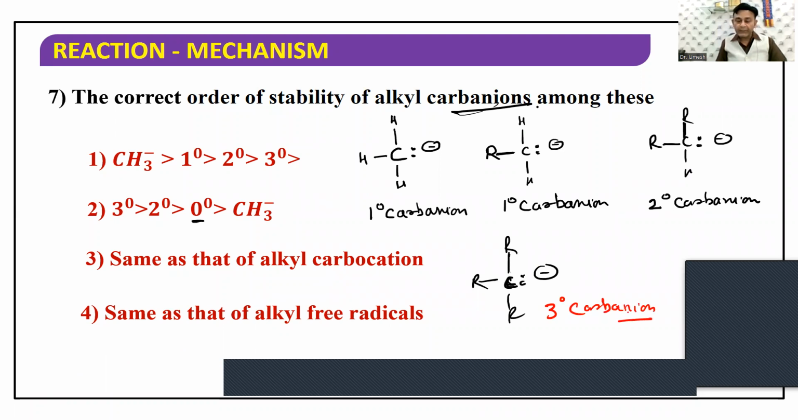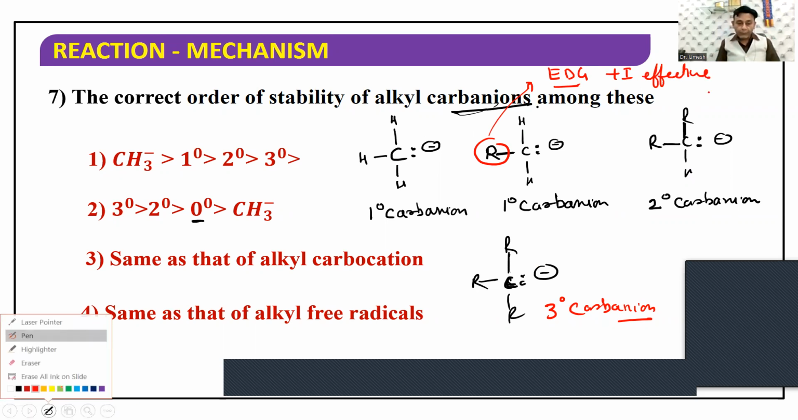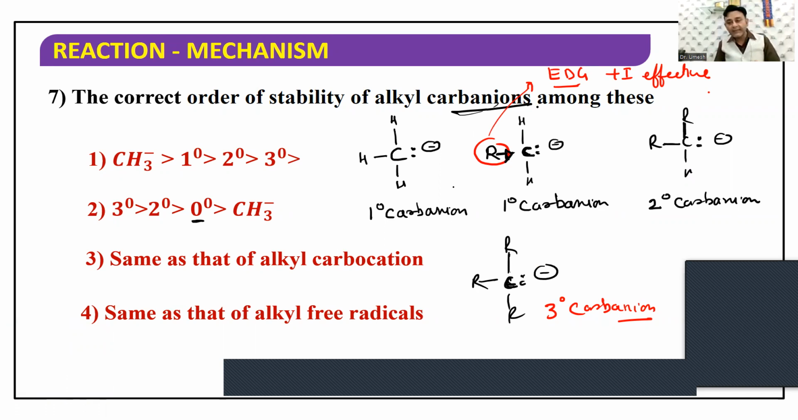Before we discuss the stability order, we must understand that this alkyl group is an electron donating group. It causes a plus I effect, a positive inductive effect. When it is an electron donating group, it will intensify the negative charge on the carbon atom. If the charge intensification takes place by the plus I effect of the alkyl group, the stability will decrease. It means if I talk about the methyl carbanion and the primary carbanion, the methyl is more stable.